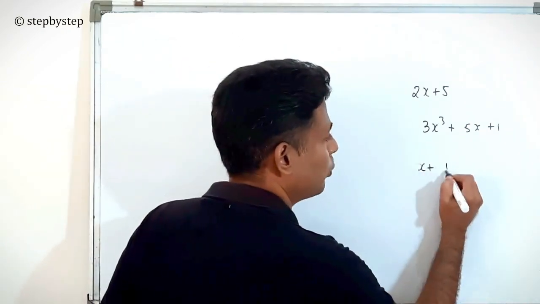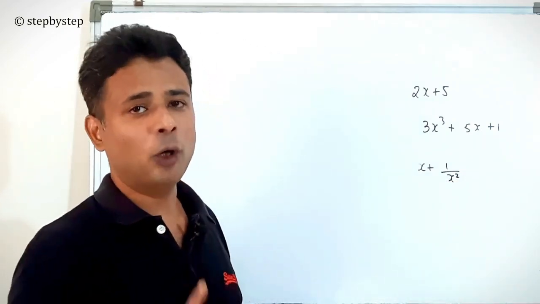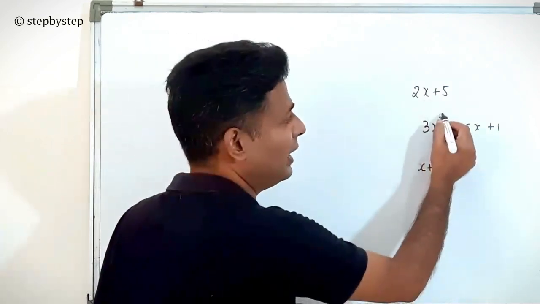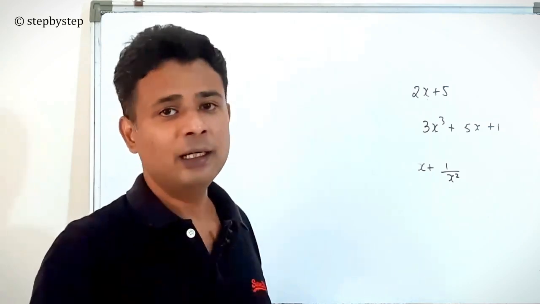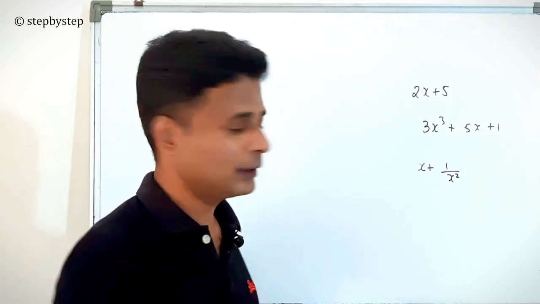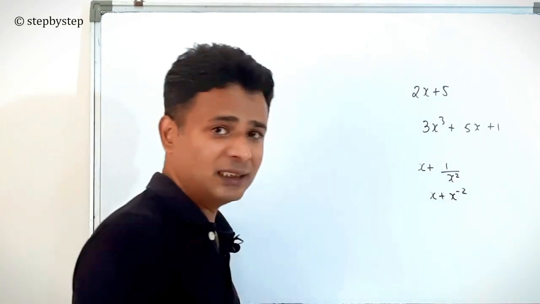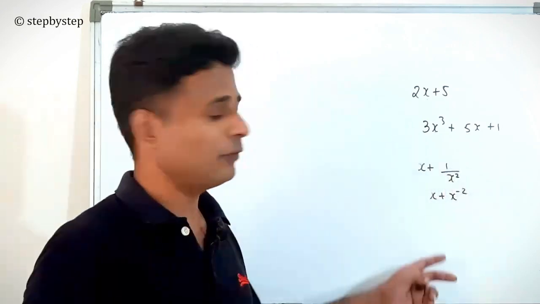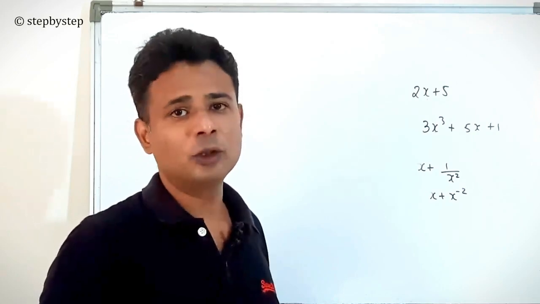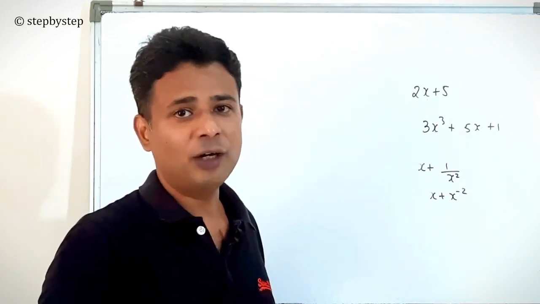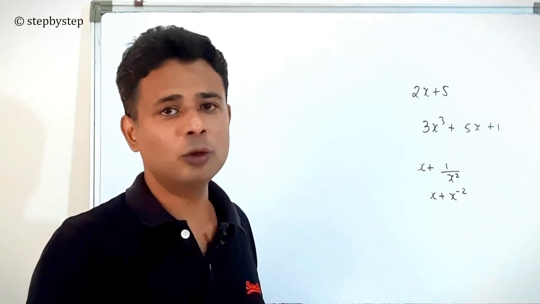Now one more, x plus 1 by x square. Is this a polynomial? No. Remember, in polynomials, the variables have only powers as whole numbers. Like, for example, x to the power 0, 1, 2, 3. These are all considered polynomials. But what happens if the variable is in the denominator? It becomes x to the power minus 2 when you bring it up. Which means whenever the power of a variable is negative, it is not a polynomial. So remember, polynomials are only those functions of variables which have power as whole numbers, that is from 0 to infinity.